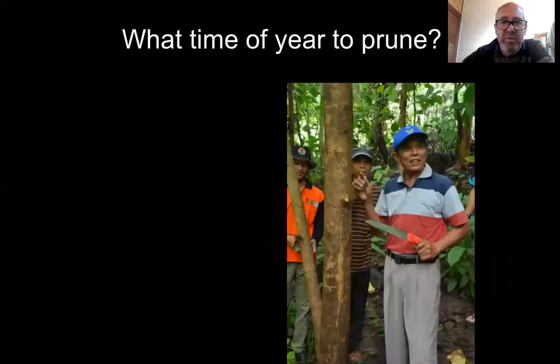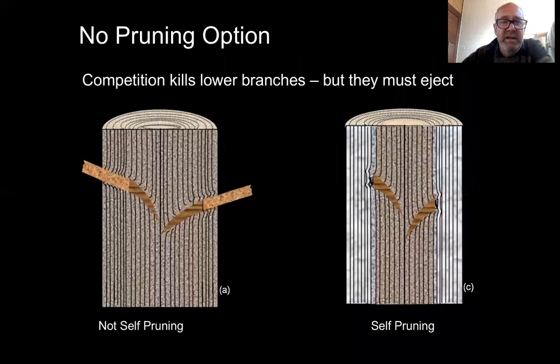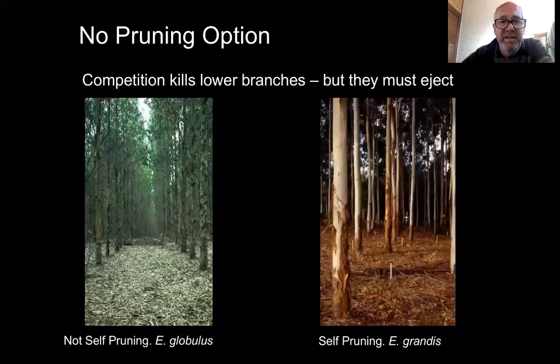So I talked about epicormic shoots. What time of year to prune? Well, there's lots of issues there, depending on species and climate to reduce rot, but also whether it fits into the farm work practices. And I like to say I prune in winter because I don't like tiger snakes too much. If you don't prune, that is an option, but you can use competition to control branches, but eventually you're going to get slower growth in that sense.